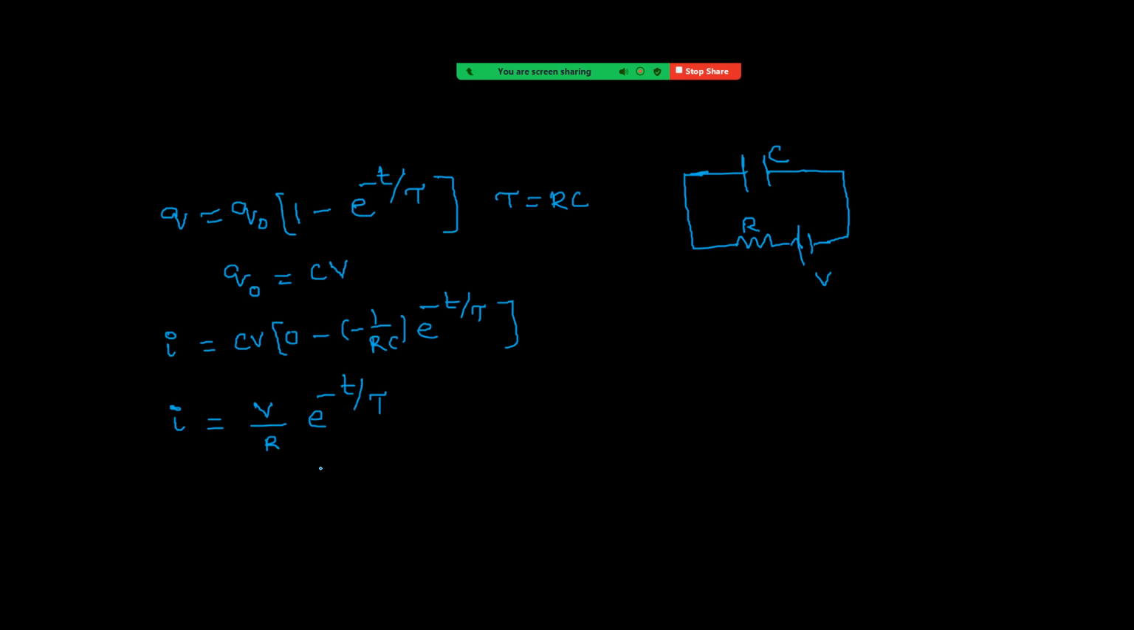Now in this, we are given a graph of ln I. So take log on both sides. ln I is equal to ln V by R minus 1 by tau, means 1 by RC, so it is t by RC. It is now just like y equal to mx plus c. This is c minus m into t. So this is of the form y equal to mx plus c, negative slope, positive y-intercept.